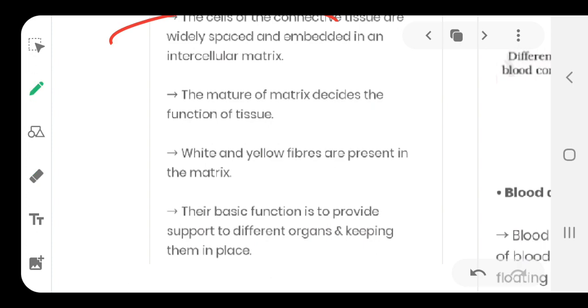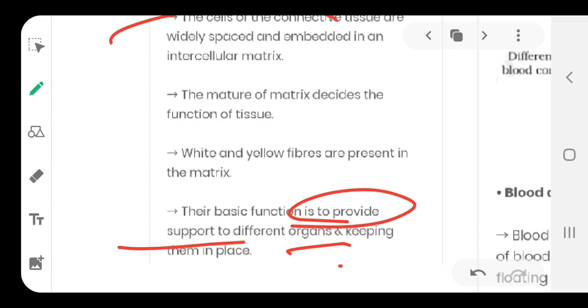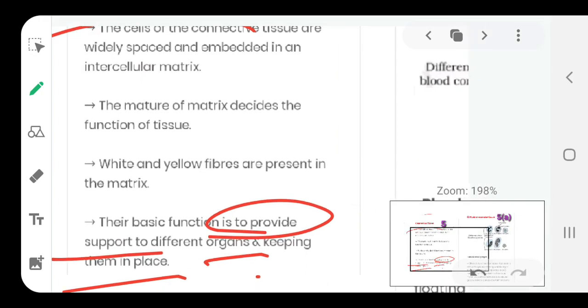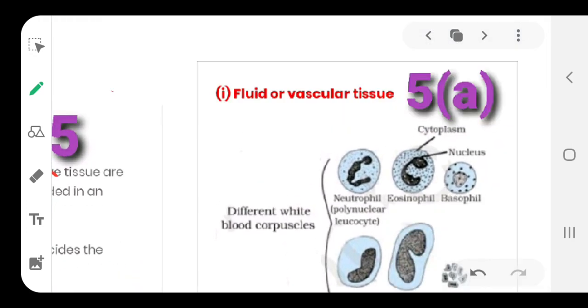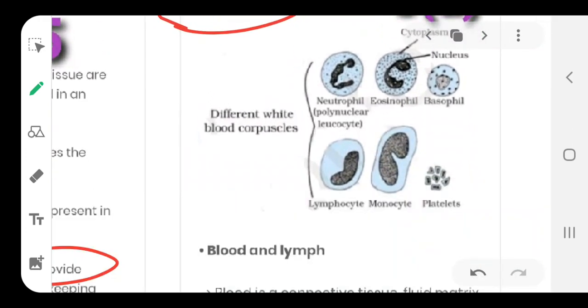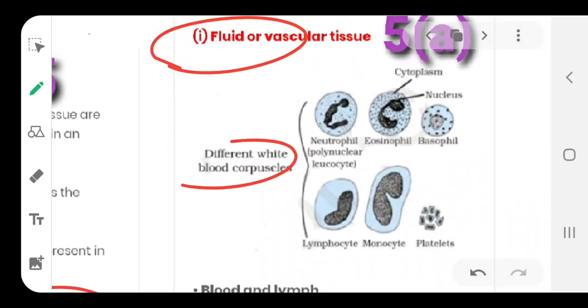And the basic function I have told you is to provide support to different organs and keep them in place. So they act as an anchor, you can call it, to provide support to different organs and keep them in their respective places. Now you can see they are further divided into two types, as I have told you. In connective tissue, the first is the fluid connective tissue. These are the diagrams from your textbook. So please check the various types of blood corpuscles or blood cells, and these diagrams have to be drawn in your notes copy. They are already drawn in your textbook.